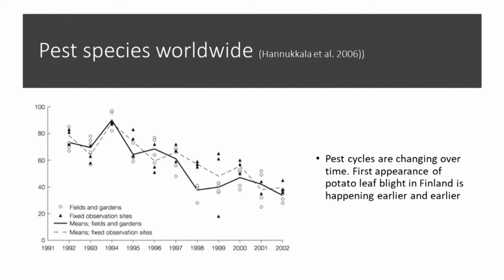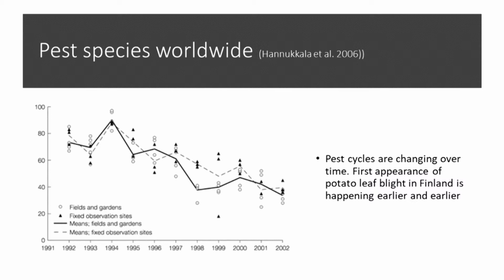Another worldwide trend is that pest cycles are shifting, and they've been shifting over time. This is in part due to climate change and global warming, but not solely. Pest cycles will shift naturally as they evolve. So this is an example of that kind of shift. This is potato late blight in Finland. It's just a graph that I got that really shows this trend.